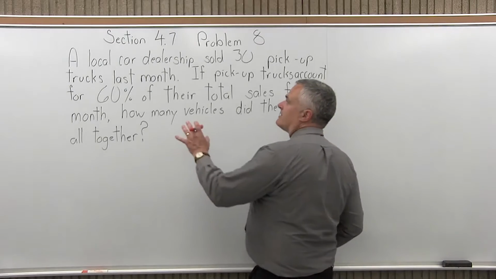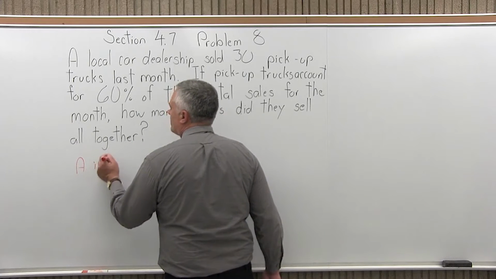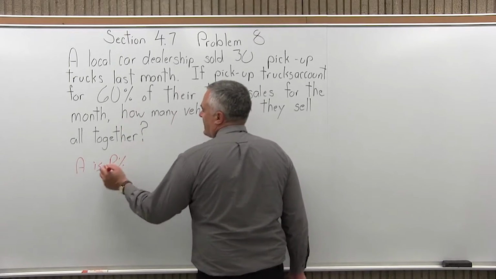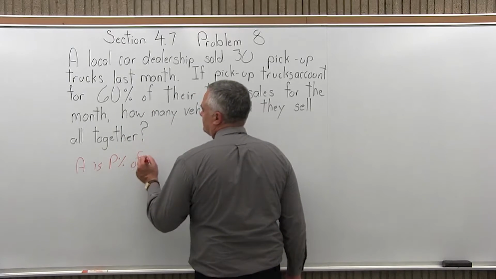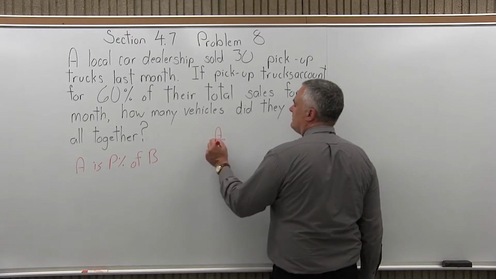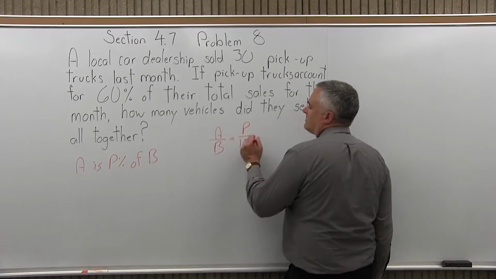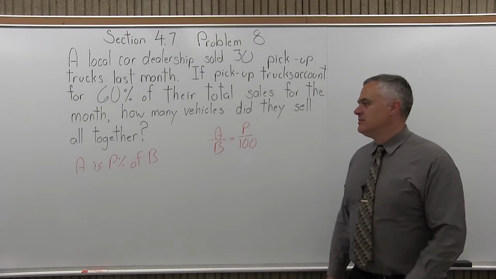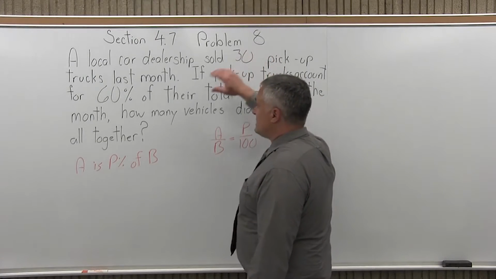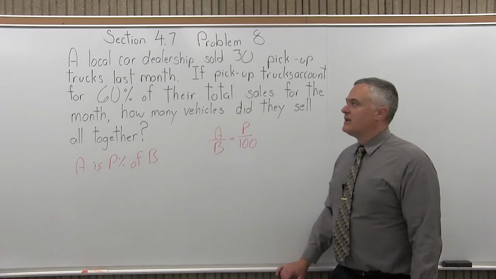For questions like this, what I like to do is read through it, find the important parts, and try to rewrite the whole thing as A is P% of B. And if I can write it that way, I plug the information into the formula A over B equals P over 100, and I solve. So what are the important parts? We have 30 and 60%. Those are the important parts.